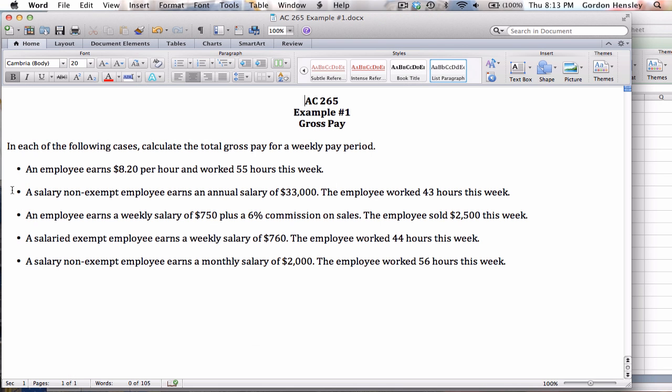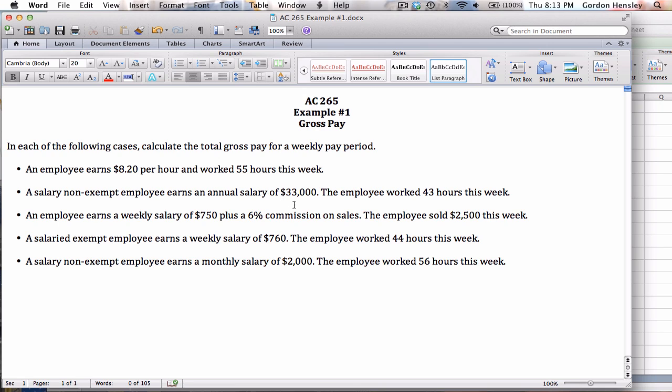Now the second case, this is a salary non-exempt employee who earns an annual salary of $33,000, and this employee worked 43 hours this week. Now what's interesting about this is a salary non-exempt employee. Well, remember, if you're salary non-exempt, that means you do get paid for overtime. And this person did actually work a few hours of overtime because they worked 43 hours.